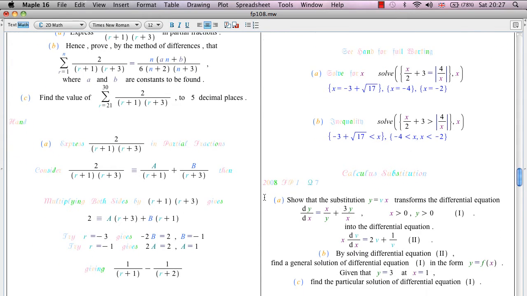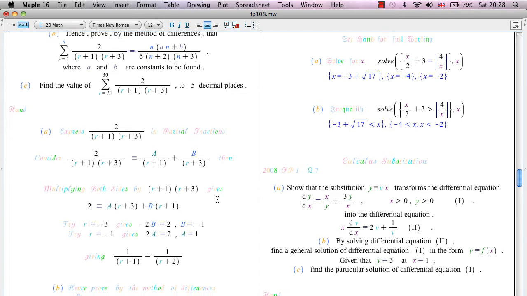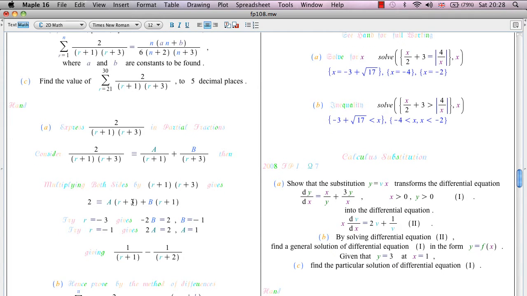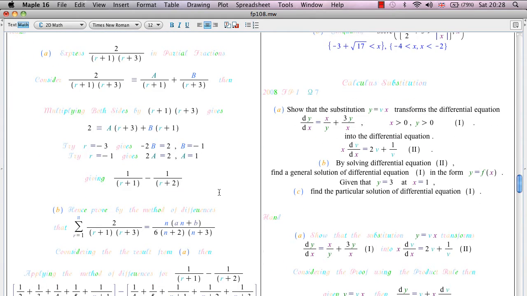So for the partial fractions in A, considering A over r plus 1 plus B over r plus 3, multiplying both sides by the lowest common denominator gives this identity, and then substituting r equals minus 3 and minus 1, we can write down the form required.